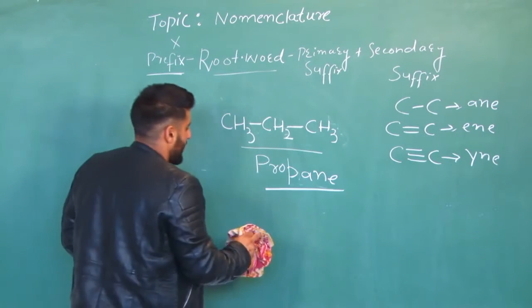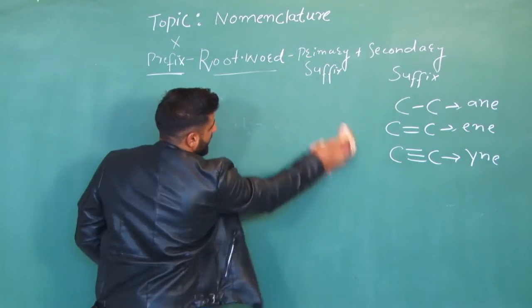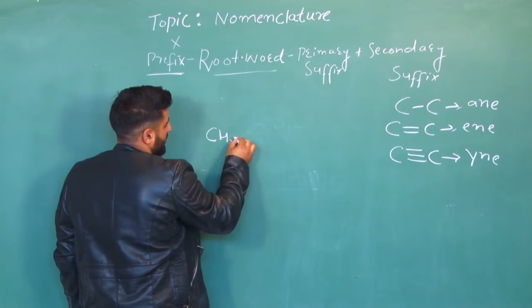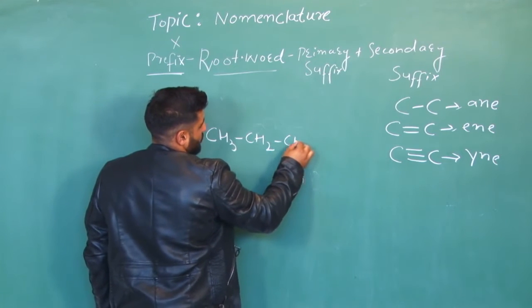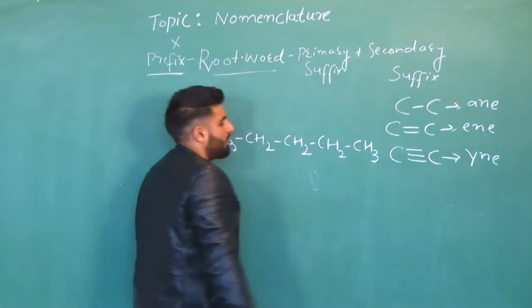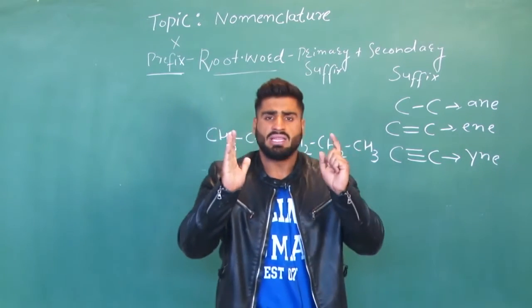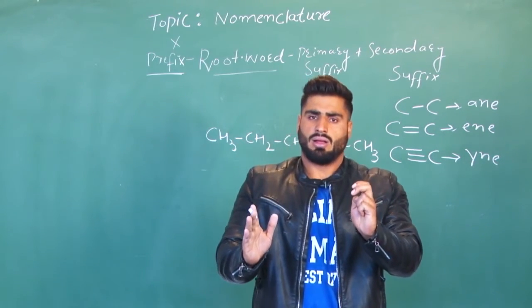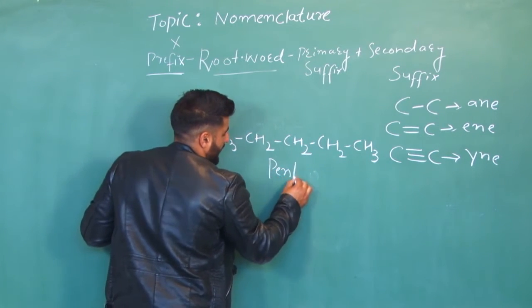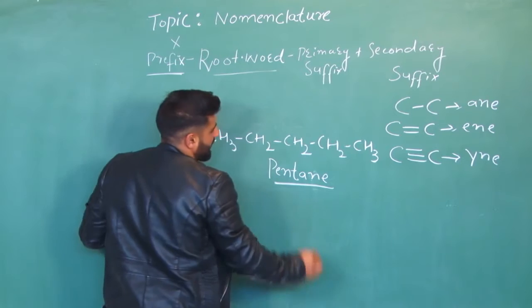Similarly, students, if I have another compound, CH3, CH2, CH2, CH2, and CH3, there are 1, 2, 3, 4, 5 carbon atoms in the longest possible chain. The root word is pent. We have only single bonds, so the primary suffix is ane. So this compound is pentane.